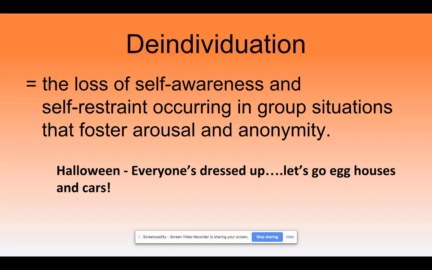Because you're dressed up, because there's this sense of excitement, you act in a way that is probably outside of what you would normally do alone. So you have this sense of excitement, anonymity because you're in costumes, and you commit the act of egging people's houses or cars. You're more likely to act poorly in a group than you would be individually. And that's because of de-individuation. The bigger the group, the more likely de-individuation occurs.